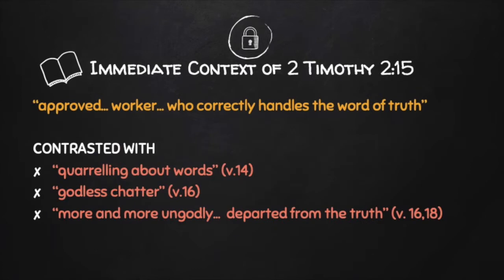So looking at this, clearly the immediate context contrasts the approved workman who correctly handles the word of truth with quarreling about words and godless chatter. It also contrasts sharply with false teachers, these two guys whose names are almost unpronounceable, who lead people astray. It seems that Paul is saying that these false teachers are the ones who should be ashamed before God of what they're doing. So this information sharpens our answers to some of the questions we asked earlier about how we correctly handle the word of truth by showing us the opposite.